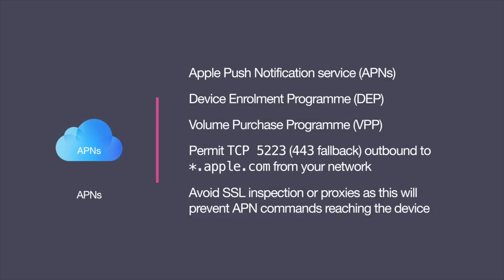And lastly, on the connectivity and infrastructure point, the whole service relies on Apple's Push Notification service. This is used for the Device Enrollment Program, which is shortened as DEP, and the Volume Purchase Program, which is VPP. Please ensure you permit TCP 5223 outbound from your network to *.apple.com. It uses 443 as a fallback, but once again, avoid any SSL inspection or proxies, as this will prevent APN commands from reaching your device and will cause issues during your deployment.